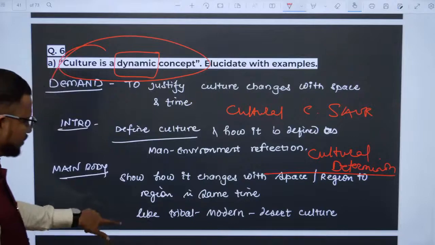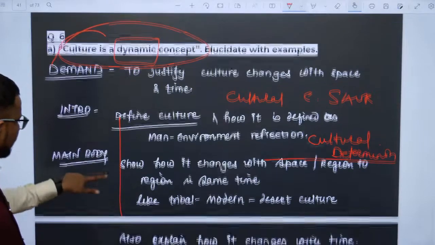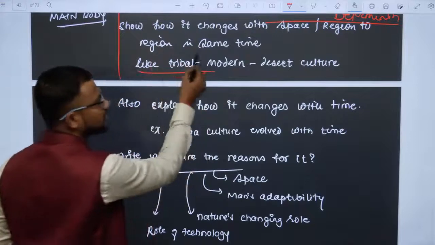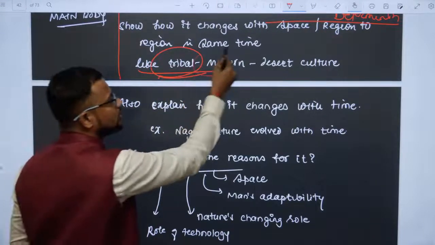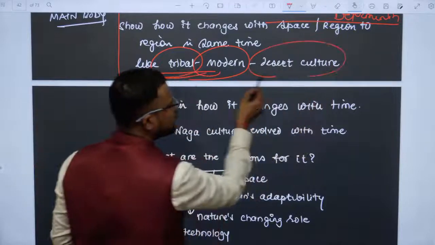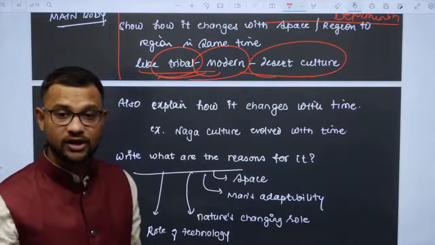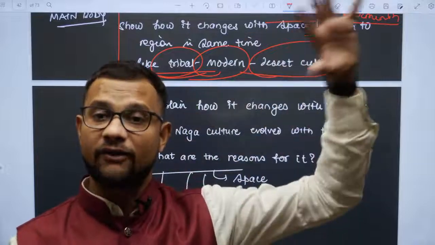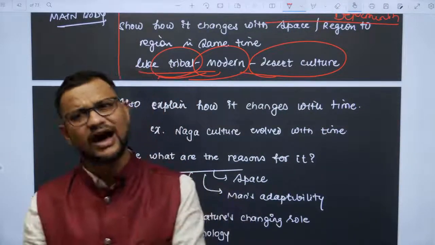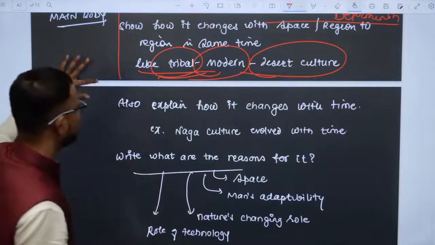सो यस, आई हैव गिवन यू द ब्रॉड आउटलाइन, मेन बॉडी, how it changes with space and time, right? Like tribal culture. देखो एक ही टाइम में मॉडर्न कल्चर ऑफ इंडिया और सिविलाइजेशन मॉडल, देन डेजर्ट कल्चर, डेजर्ट में कुछ और कल्चर है, नॉर्थ ईस्ट इंडिया में कुछ और कल्चर है, अफ्रीका में कुछ और कल्चर है at the same moment of time. That is why culture is a highly dynamic concept, right? सो राइट इट इन दिस वे.